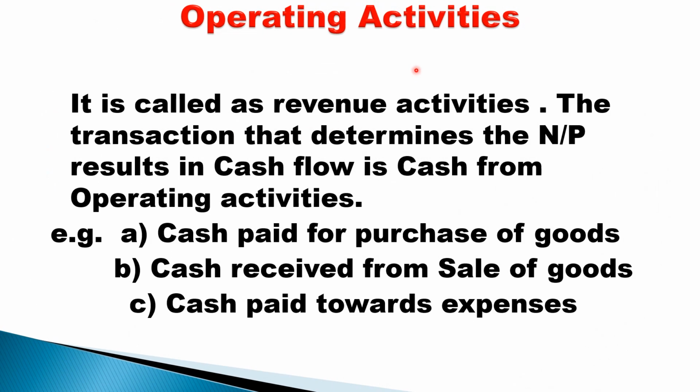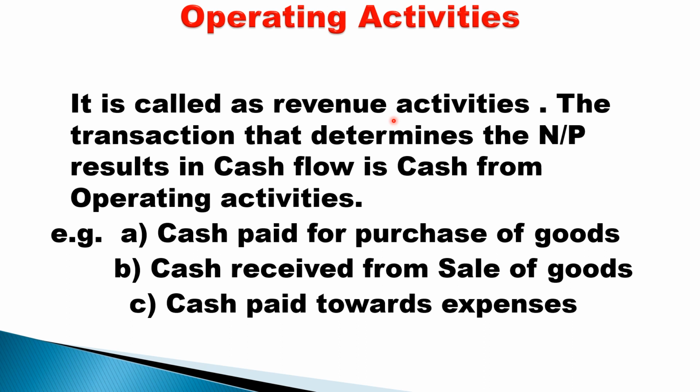First, operating activity. It is called revenue activity. The transaction that determines the net profit results in cash flow is cash from operating activity. Students, it is called revenue activity. What is revenue? That is recurring in nature. Everyday transactions. This activity does not occur once. It occurs every time. Purchase of goods, sale of goods, receipt of income, payment of expenditures.